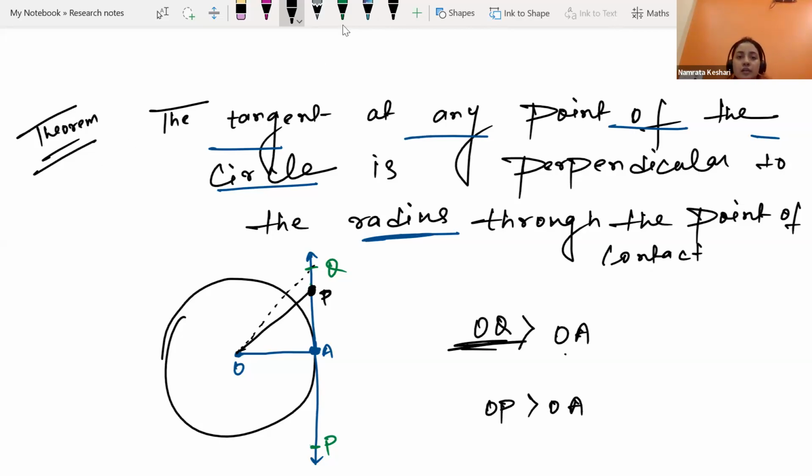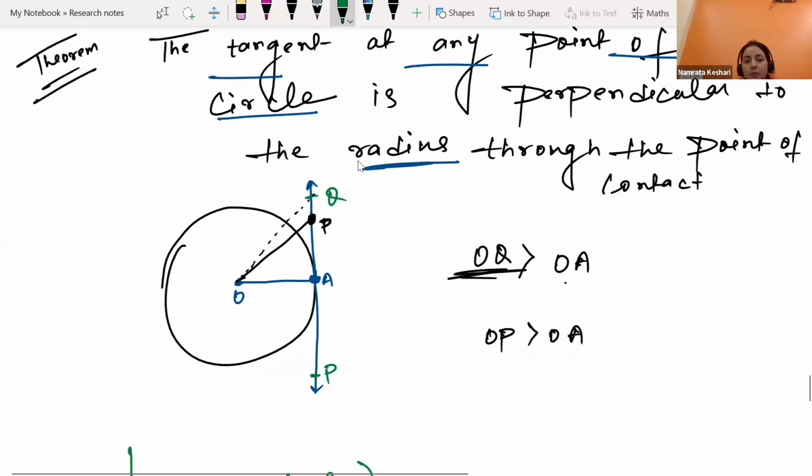Okay, downward, let's take a point on this side, maybe a point over here or maybe very close to this one, and let's join this. Still it is bigger than OA.